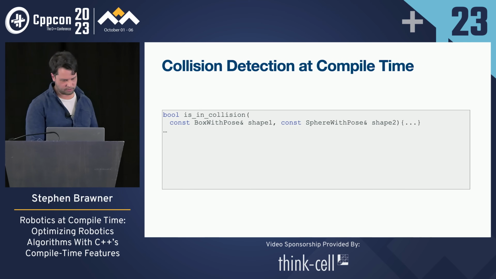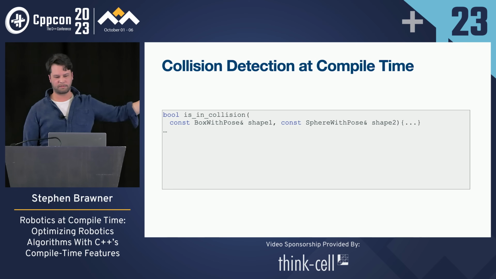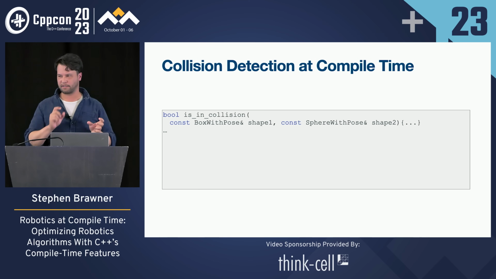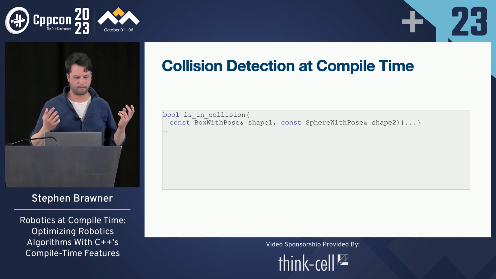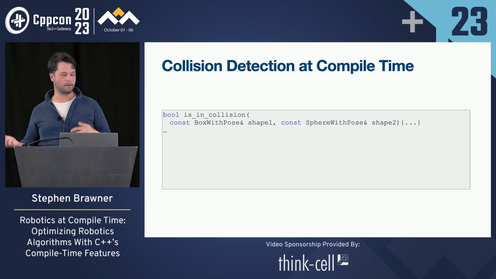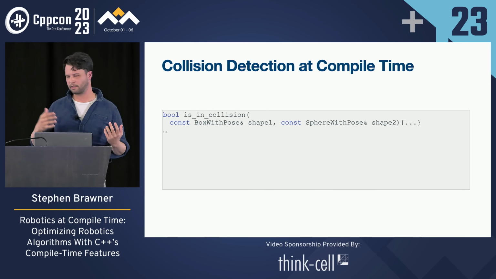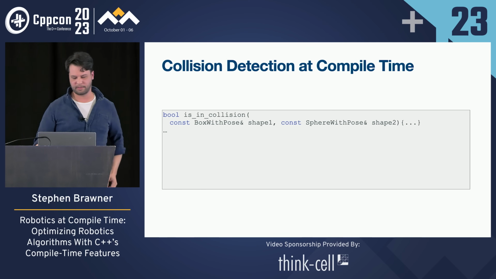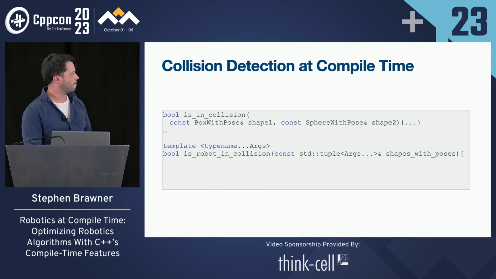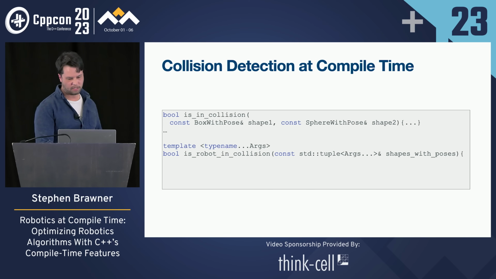But if we're going to do this at compile time, what might that look like? Well, now we can start writing all our overloads with all the different types of shapes, where box with pose and sphere with pose are different types. And overloads are perfectly fine. We don't always need to use a template class or template function to do some of this compile time work. And then I'll use fold expressions for this type of thing and check, is this robot in collision?